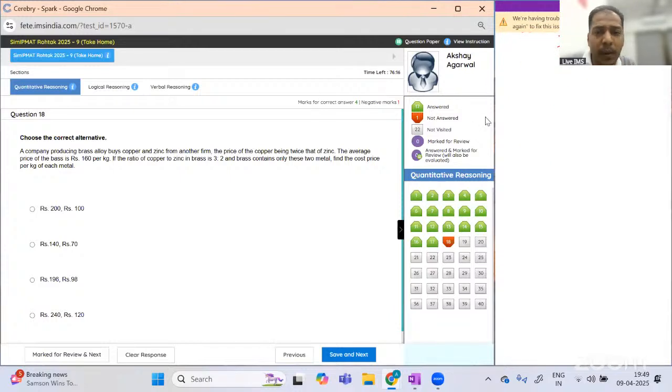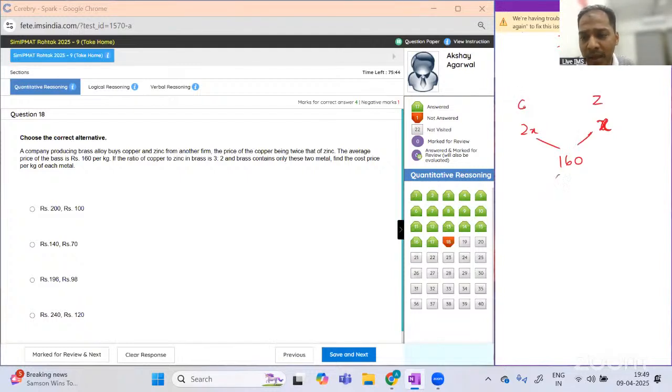A company producing brass alloy buys copper and zinc from another firm. The price of copper is twice that of zinc. The average price of the brass is rupees 160 per kg. So the prices are 2x and x, and the average price is coming out to be 160 per kg. Which is costlier? Copper is costlier.